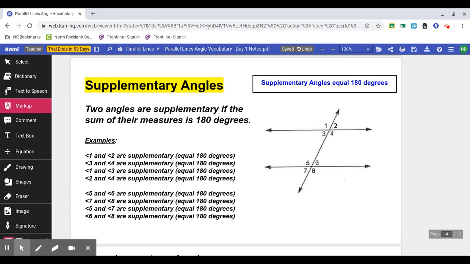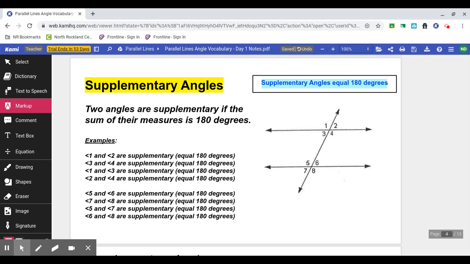Next vocabulary word is a familiar one from our previous unit. They're supplementary angles. Well, supplementary angles are two angles that the sum of their measures is 180 degrees. So that's the most important piece of information we have to memorize there, is that supplementary angles equal 180 degrees. So after that transversal cuts through those parallel lines, it forms supplementary angles. And I have those angles listed out for you over to the left.